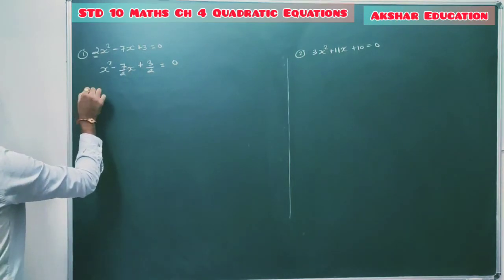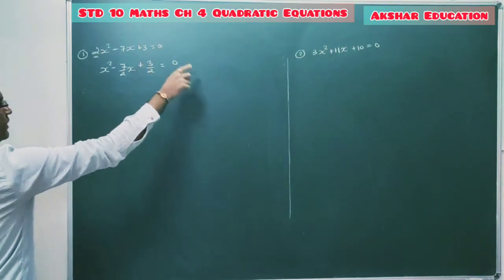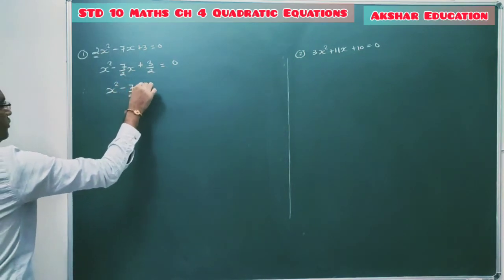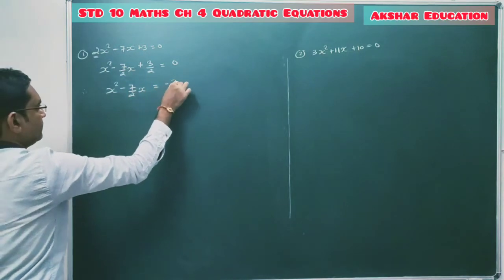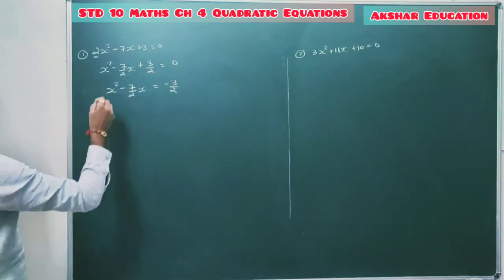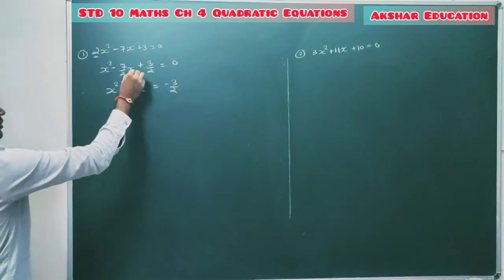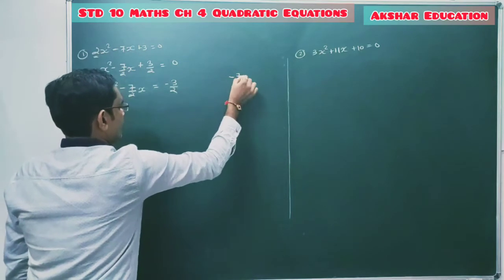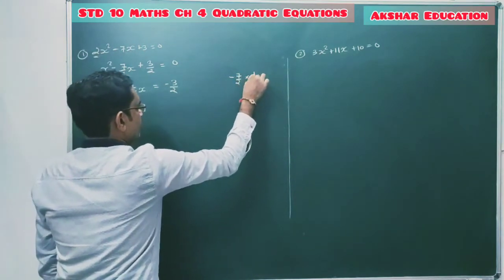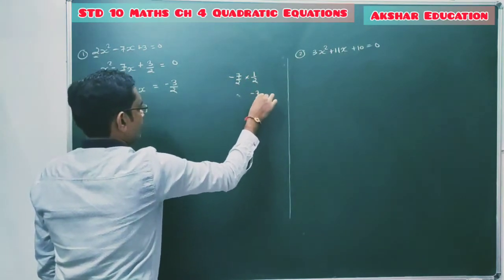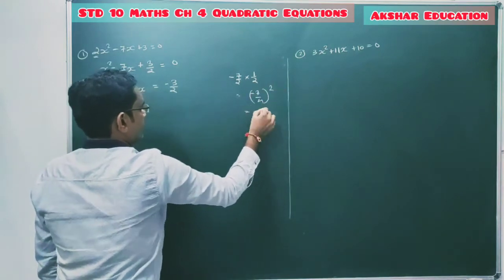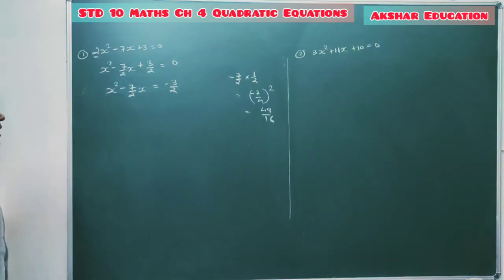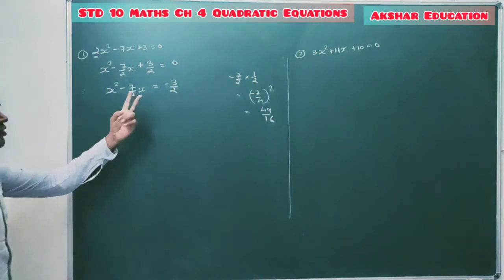Done? Now next step, taking this constant term on the right hand side. So it will be x square minus 7 by 2x equal to minus 3 by 2. Now next step, you have to consider the coefficient of x. Coefficient of x is minus 7 by 2. You have to divide this 7 by 2 by 2. So it's minus 7 by 4. Then take its square, which is equal to 49 by 16. So you have to add this 49 by 16 on both sides.